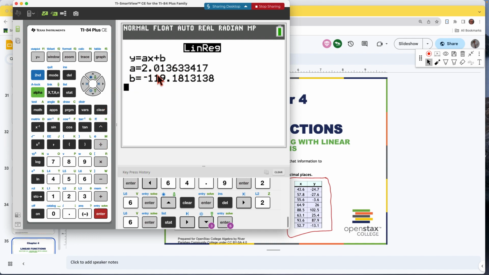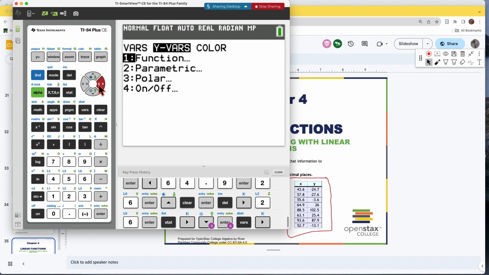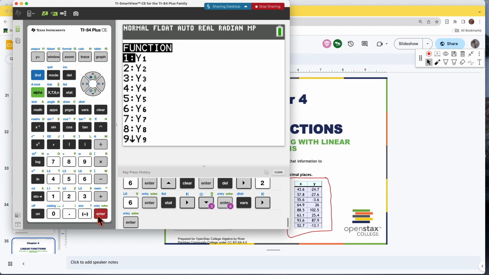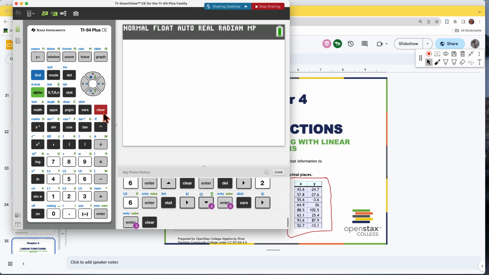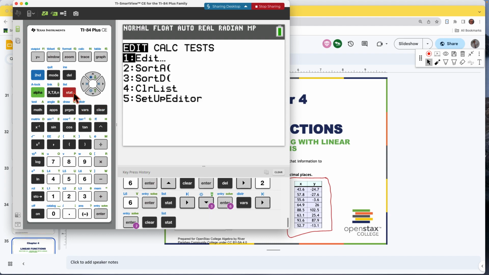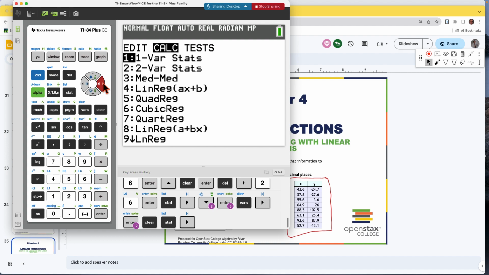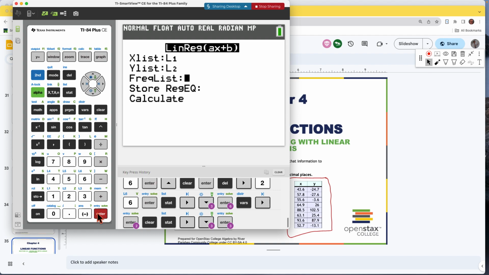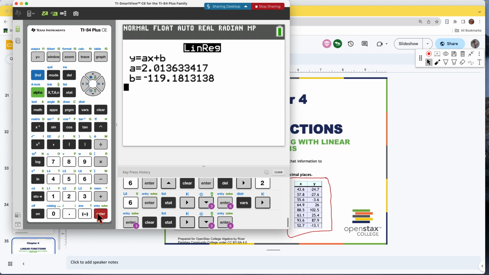I want to store this equation, so I'm going to go to the vars key, which is the variable key. I'll go to vars, I'll go to yvars, and function. Wait a minute. Let's try this one more time. Okay, so we do this. Okay, I think I know what to do next.